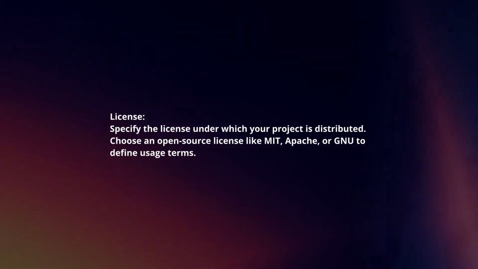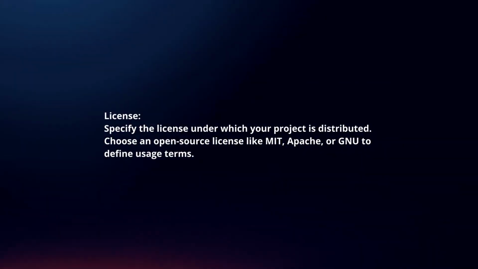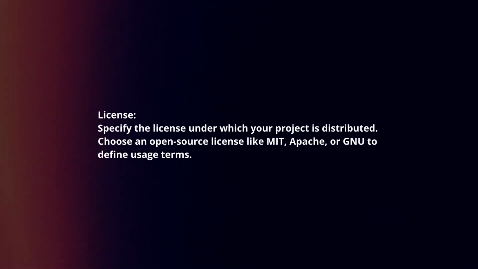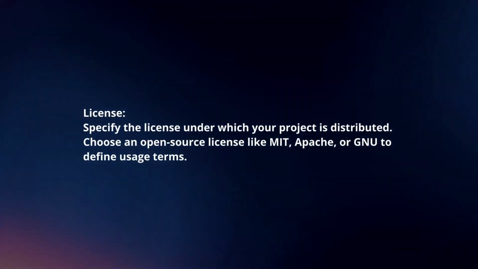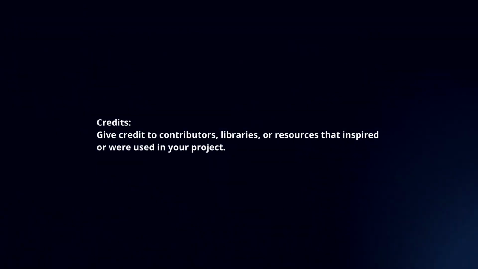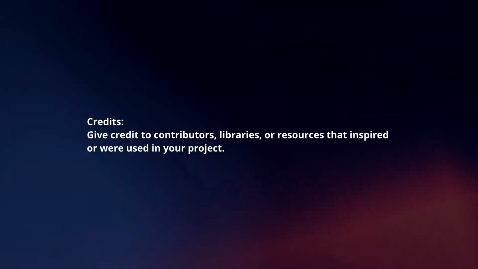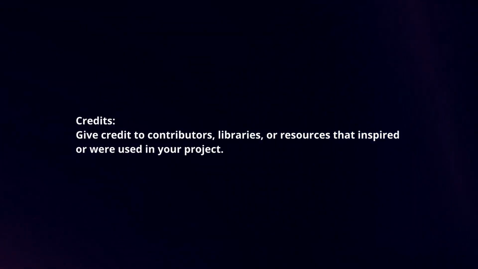License. Specify the license under which your project is distributed. Choose an open source license like MIT, Apache, or GNU to define usage terms. Credits. Give credit to contributors, libraries, or resources that inspired or were used in your project.